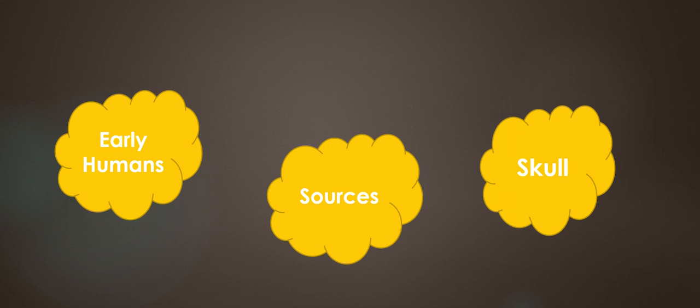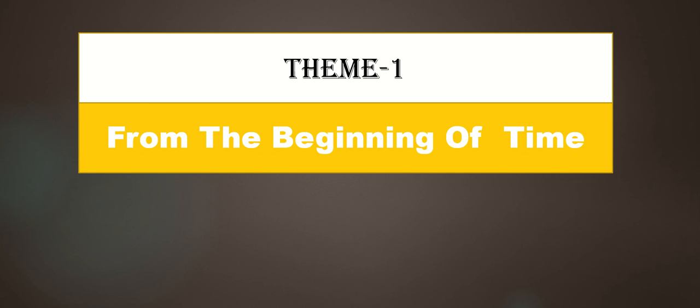So as usual, I'm giving you three keywords to understand this topic. Keyword 1, early humans. Keyword 2, sources. And keyword 3 is skull. Early humans, sources, and the story of the skull are what we are going to discuss in this section. So here it is all about theme 1, from the beginning of time.